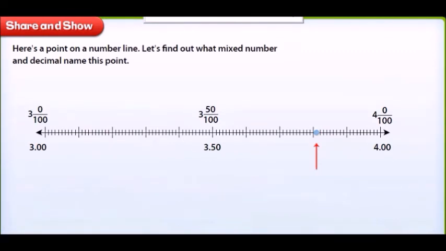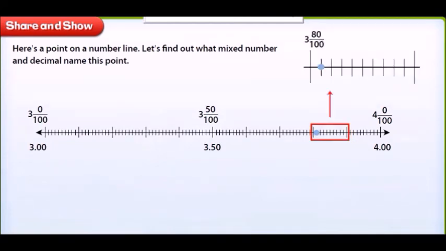Here is a point on a number line. Let's find out what mixed number and decimal name this point. Each of the longer tick marks on the number line represents another 10/100. Each shorter tick mark in between is 1/100. You can start at 3 and 50/100 and count on to the last longer tick mark before the point. Let's zoom in. Now let's count each shorter tick mark until you reach the point.